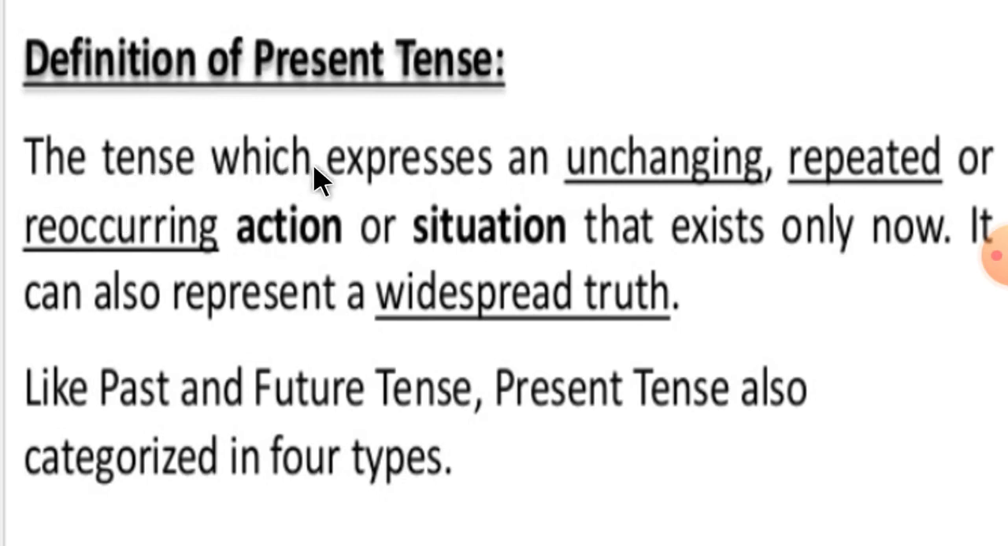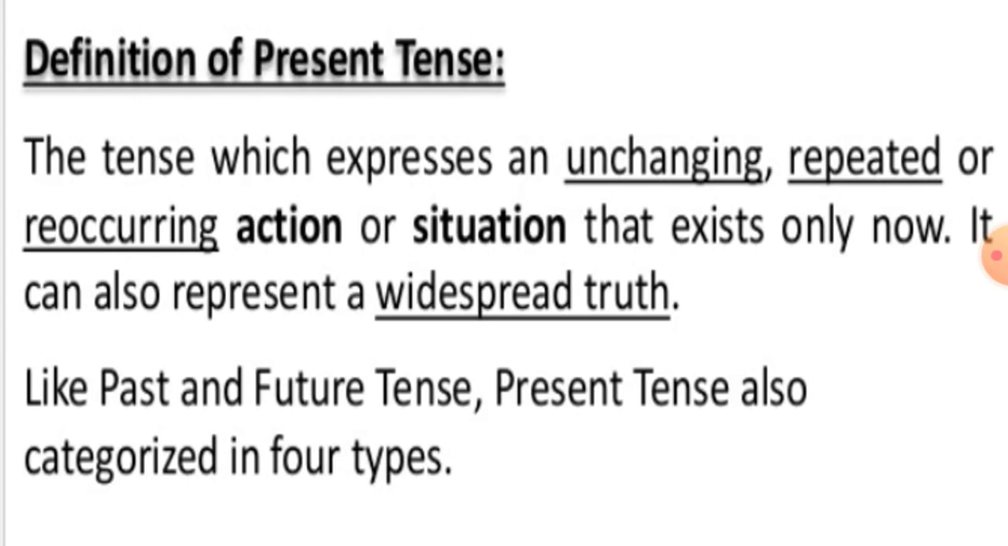The tense which expresses an unchanging, means the things which we cannot change, repeated or reoccurring action or situation that exists only now. It can also represent a widespread truth. Now, what is widespread truth? Widespread truth means a universal truth. Means the truth, the things which you can never ever change. That is called widespread truth or a universal truth. Means things which we cannot change, that comes under the present tense.